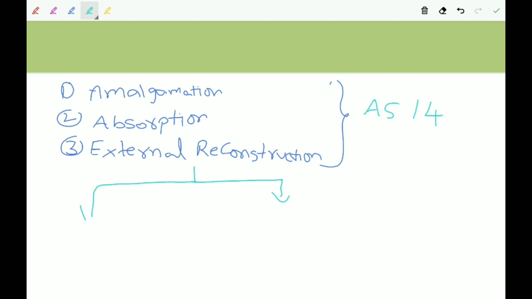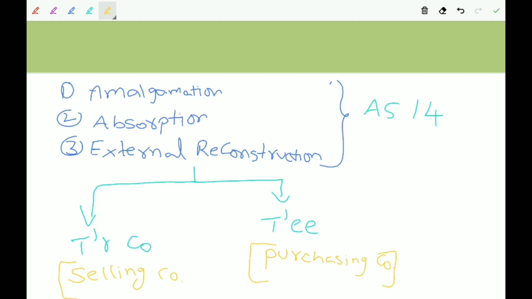That means one is the transferor company, another one is the transferee company. Transferor company means selling company. Transferee company is the purchasing company. First of all, we have to understand amalgamation, absorption, and external reconstruction.